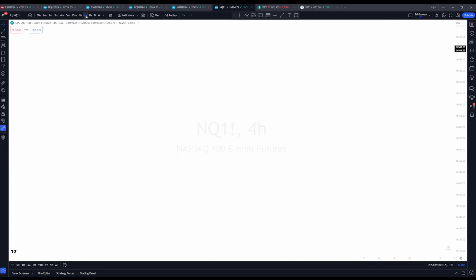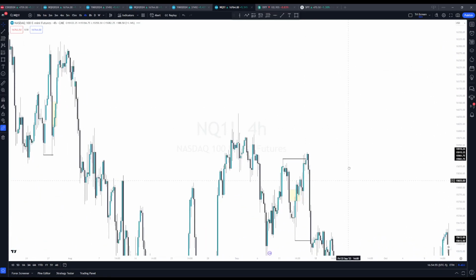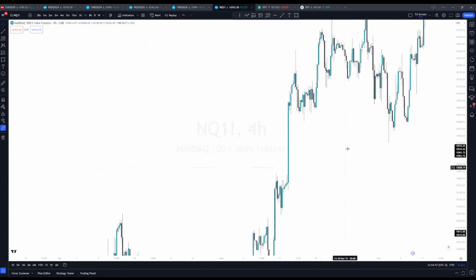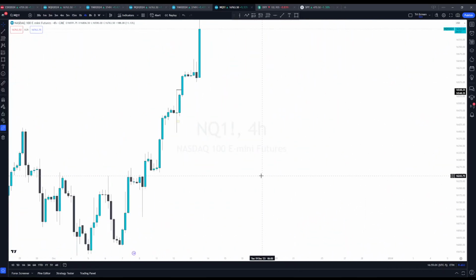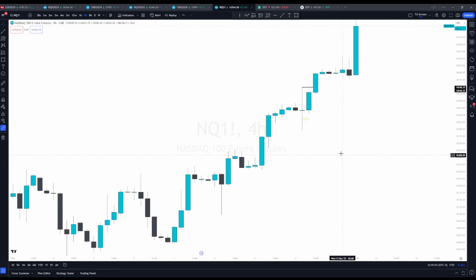What's also, see if I can find it here. 16764. See if I can find it here. So it's probably not going to show up, but what do you notice here? This 5 minute FVG shows up after we are already bouncing from a 4 hour FVG.